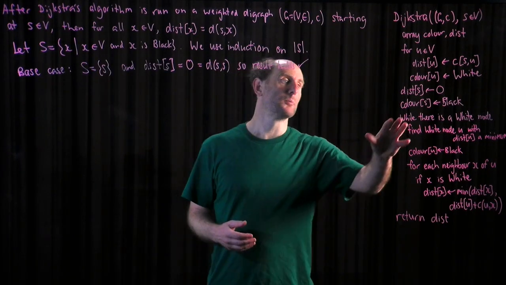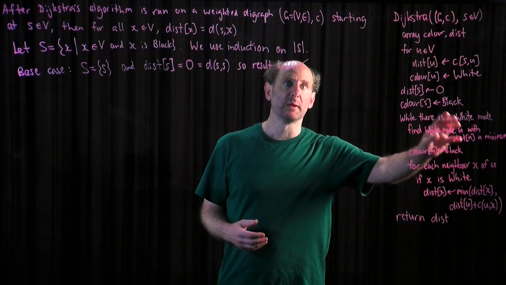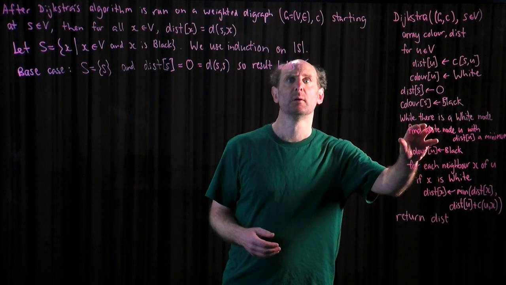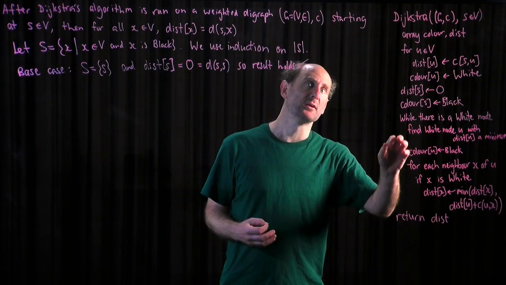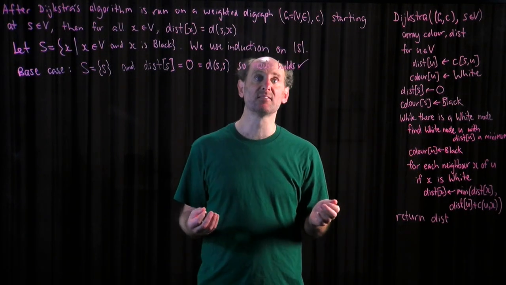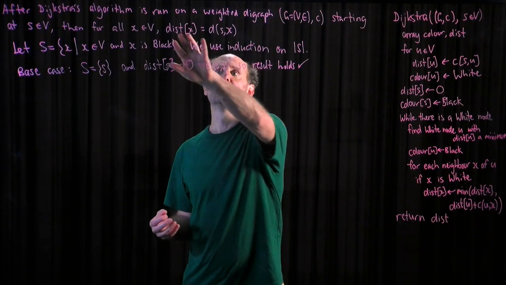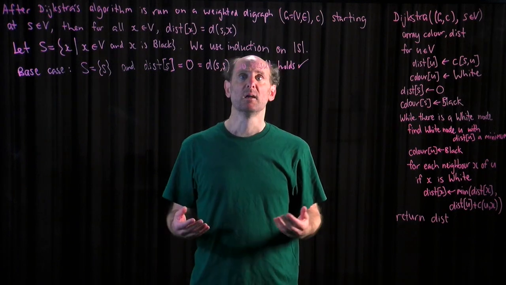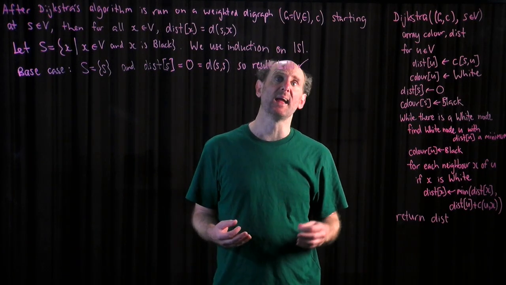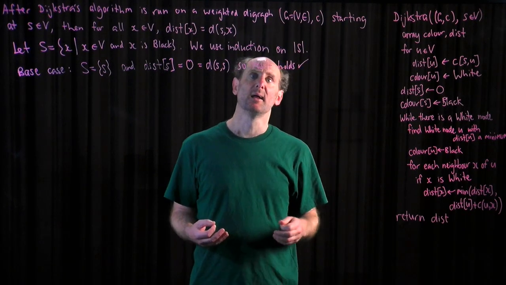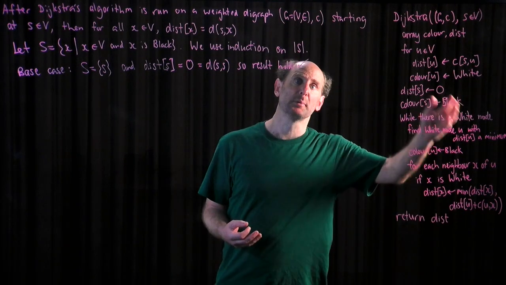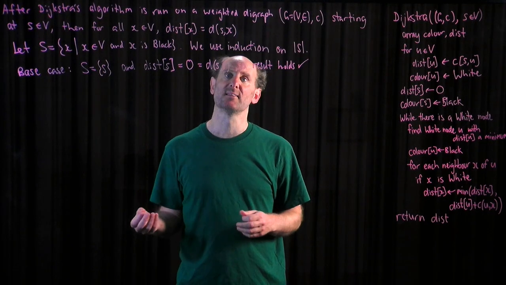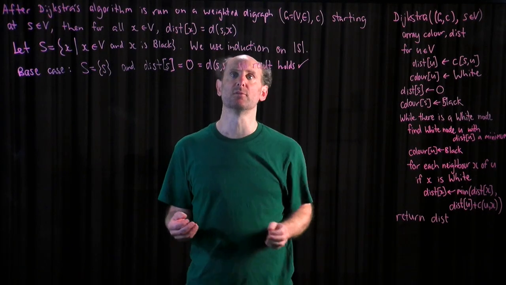Now for our induction hypothesis, we assume that we have been through the loop k times, and each time at the top of the while loop, for each node X in our set S, the result holds. So dist X equals the distance from our source to X. So let's say that the set SK is the set S after we've been through the loop k times. So our assumption is that for all X in SK, our result holds.